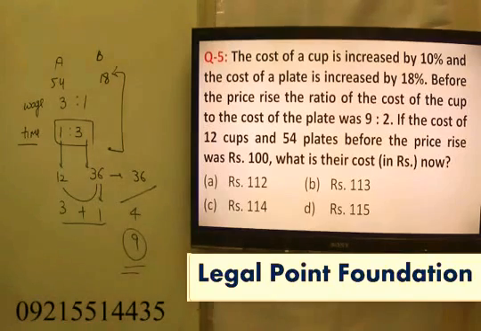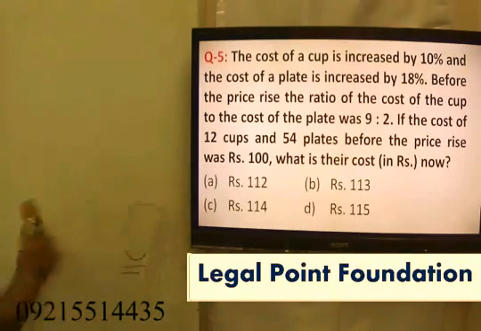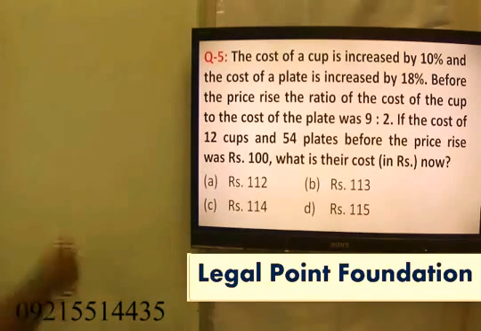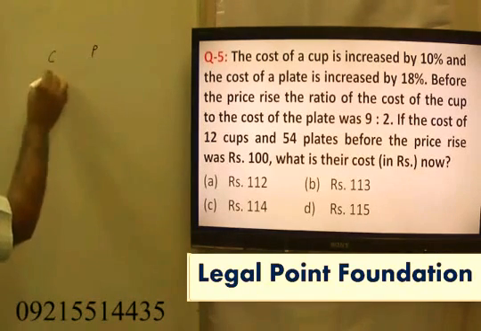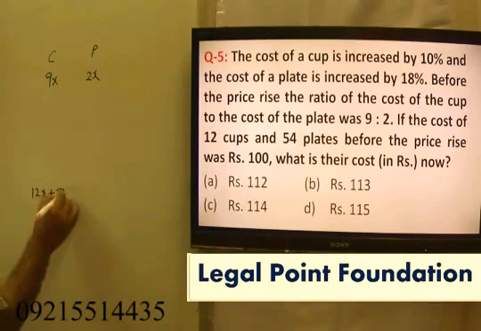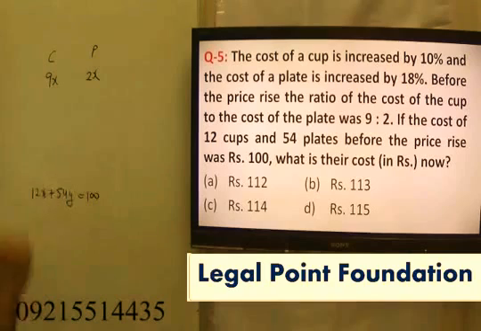Next you have question number 5 here. Just try to understand it. What is given? Cost of a cup is increased by 10%. Cost of a plate is increased by 18%. Before the price rise, the ratio of the cost of cup and plate is 9:2. Let us say cup, let us say plate. This is 9x, this is 2x. The cost of 12 cups and 54 plates before the price rise was 100. Before the rise, 12x plus 54y was equal to 100. That is given to us. What is it asking now? The cost of a cup is increased by 10% and a plate by 18%. That you have to state, right?